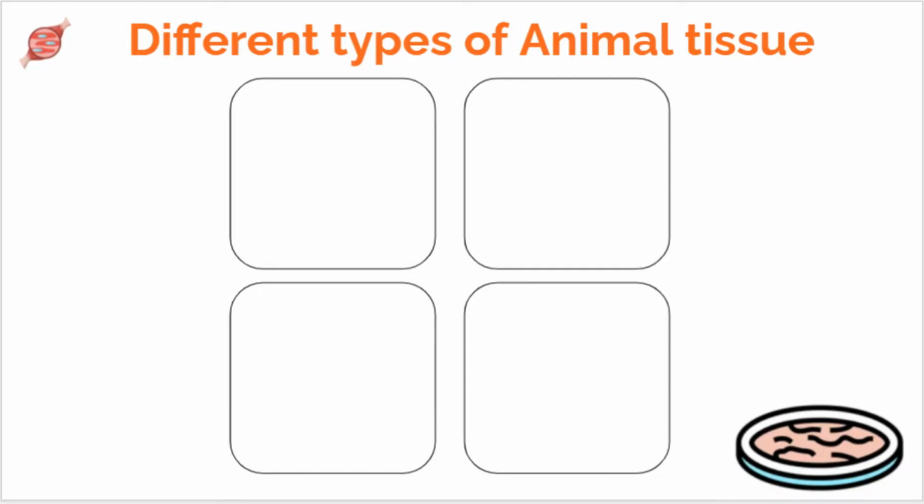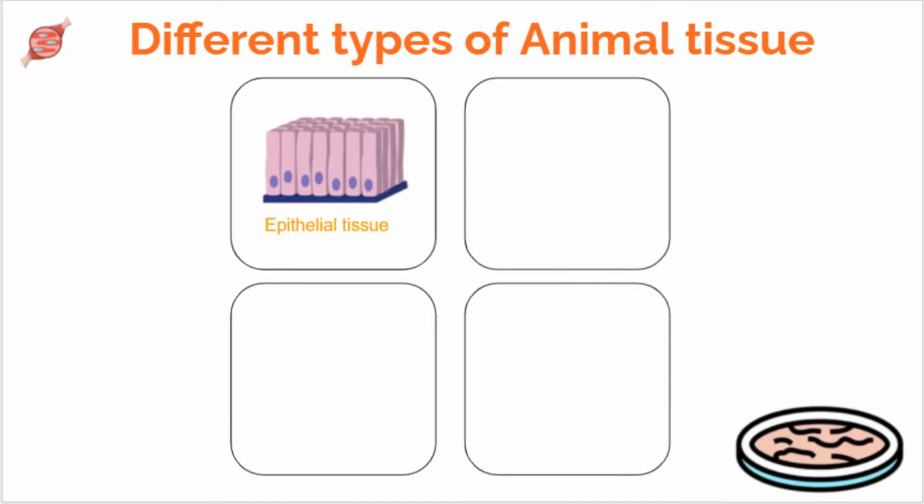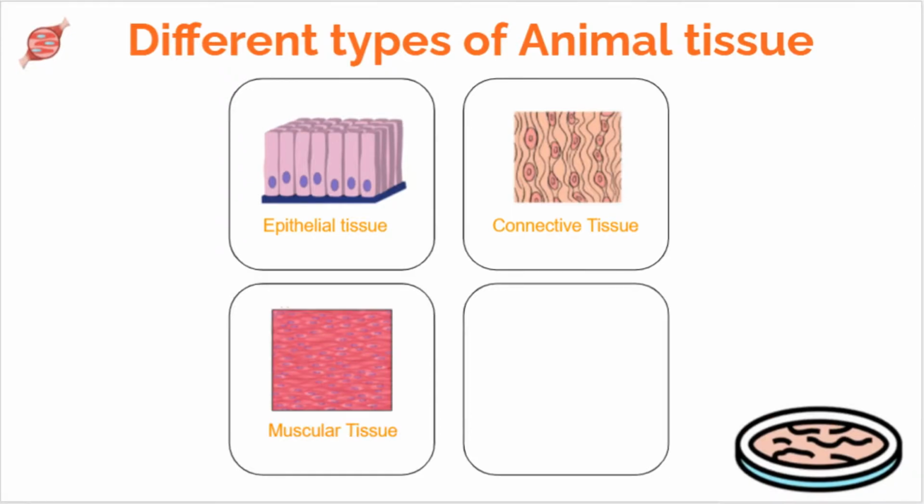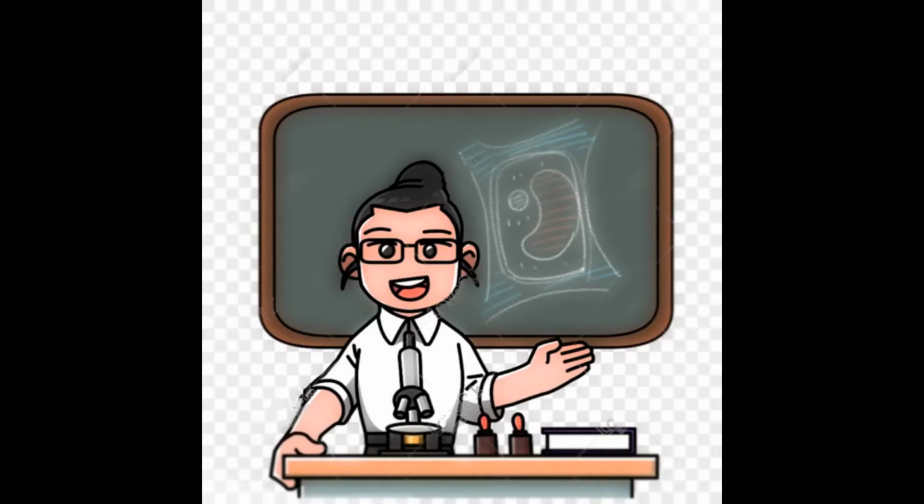So basically the animal tissue is of four types: the epithelial tissue, the connective tissue, the muscular tissue and the nervous tissue. So students, let us start to study the chart which I have made. It will explain all the types of animal tissue.